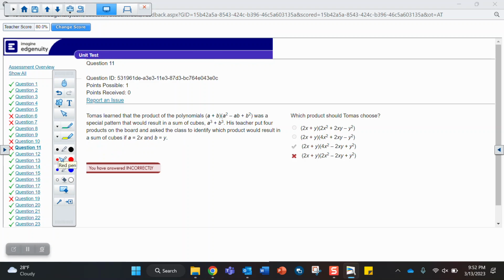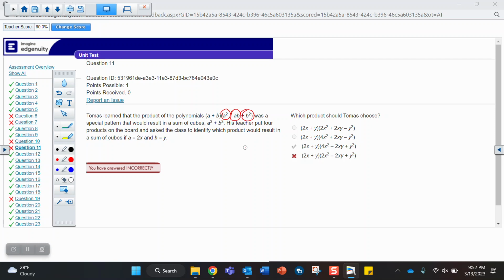Okay, so this is a sum of cubes. His teacher put 4 products on the board and asked the class to identify which product would result in a sum of cubes if A was 2x and B was y. So when they tell you what A and B are, that's what goes in the first parenthesis, but you'll notice all 4 of these options have 2x plus y correct. Then what you're paying attention to is what's going on in these next 3 terms of the trinomial.